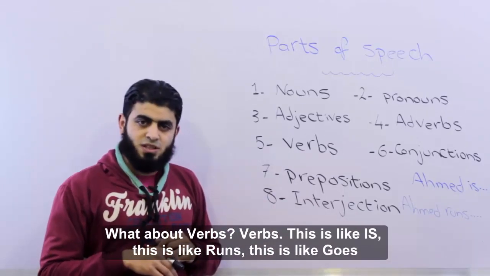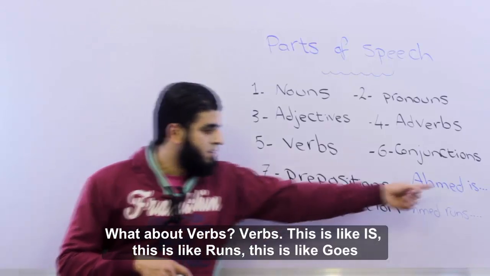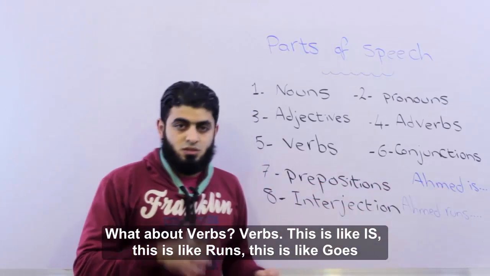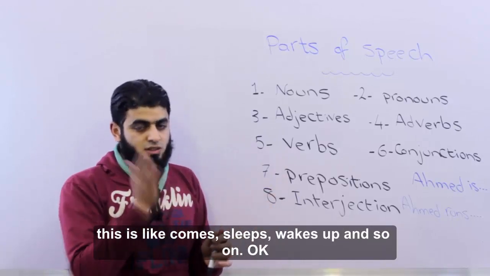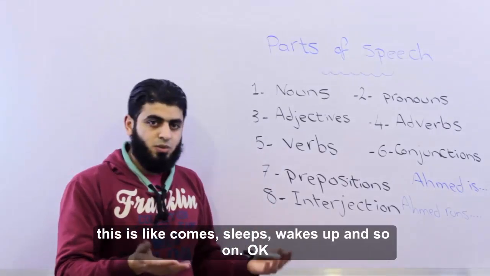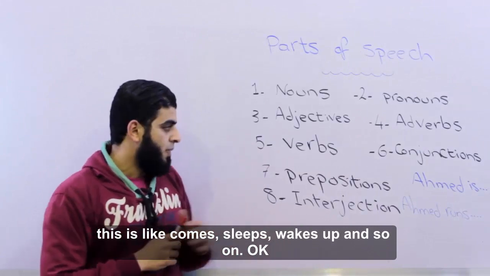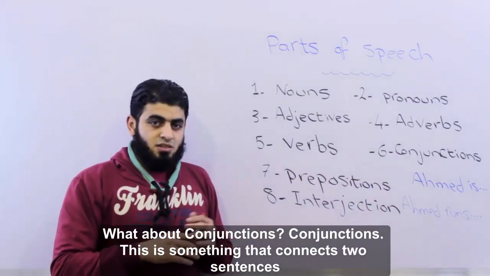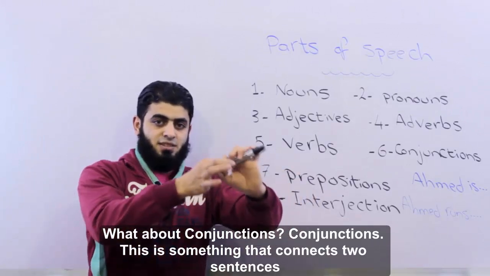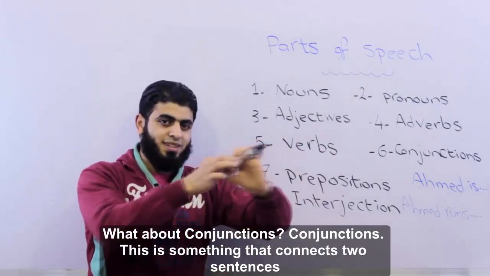What about verbs? Verbs, this is like is, this is like runs, this is like goes, this is like comes, sleeps, wakes up, and so on. Okay, what about conjunctions? Conjunctions, this is something that connects two sentences.